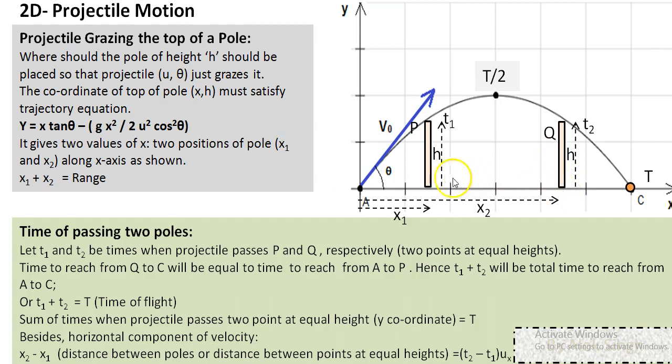The horizontal distance is x2 minus x1. Hence, x2 minus x1, the distance between the poles or between points at equal height, will be equal to t2 minus t1 times, since we are talking about displacement along the x-axis, the velocity along the x-axis. So x2 minus x1 equals t2 minus t1 times ux. If these two distances and the times t1 and t2 are given, we can find the x component of velocity.